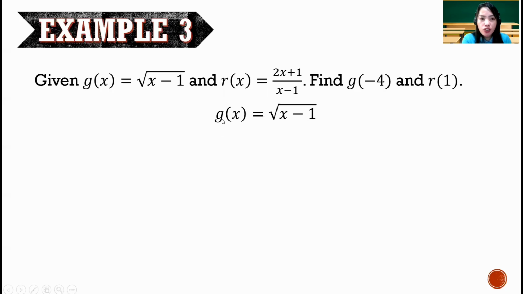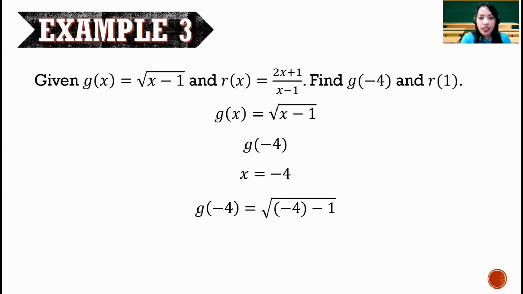In the second sentence, we have g of negative 4 and r of 1. Since the name of the function here is g, we will only get g of negative 4. The number inside the parentheses is the value of x, that is negative 4. So we replace this value of x in the given function and evaluate, simplify. That would be g of negative 4 equals the square root of the quantity negative 4 minus 1. Let's simplify the given under the radical sign.